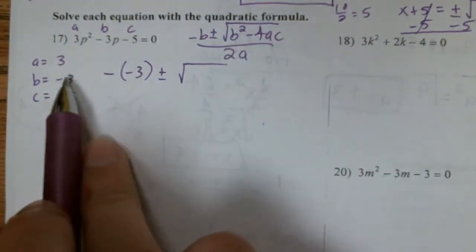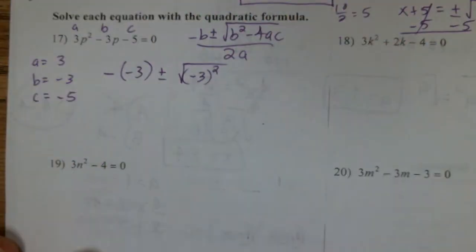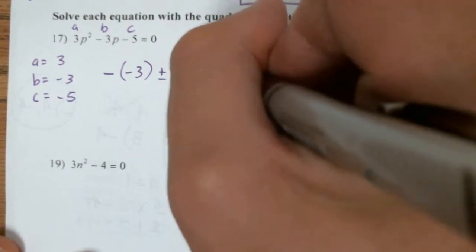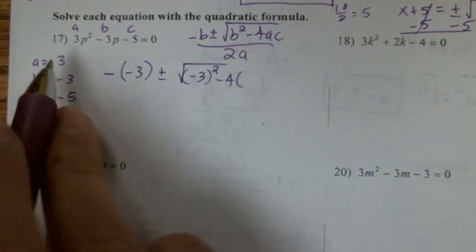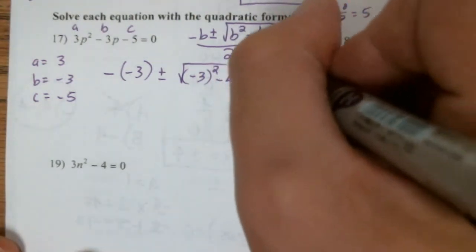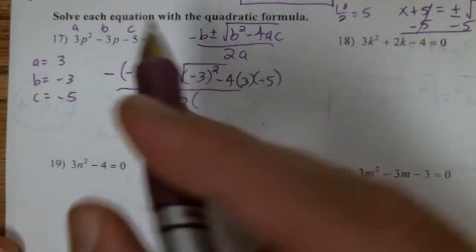Plus or minus the square root of b squared. Okay, remember, if you're doing this on the calculator, you've got to put that in parentheses because negative 3 squared is 9. It is not negative 9. Minus 4 times a, which is 3, times c, which is negative 5. All of that over 2 times a, which is 3. Okay, all of that's under the radical.